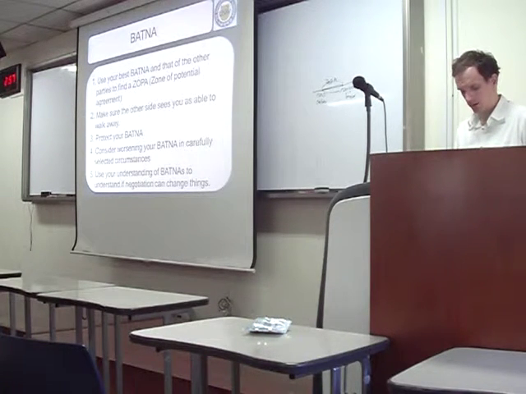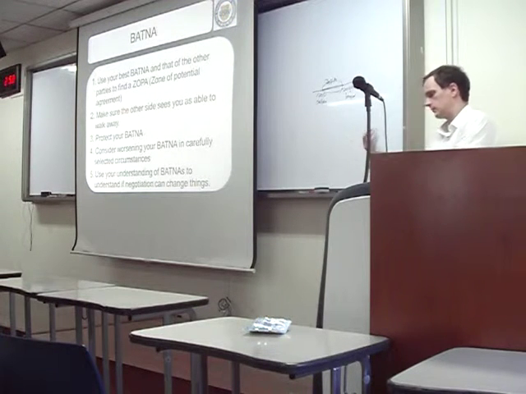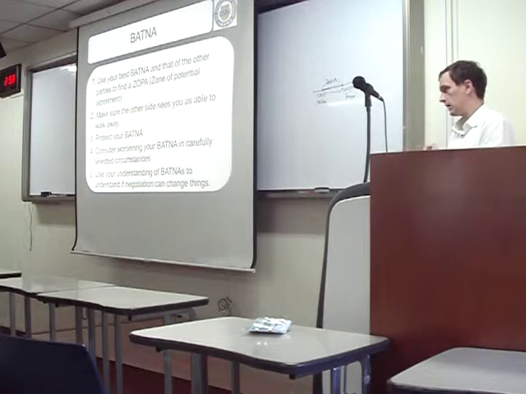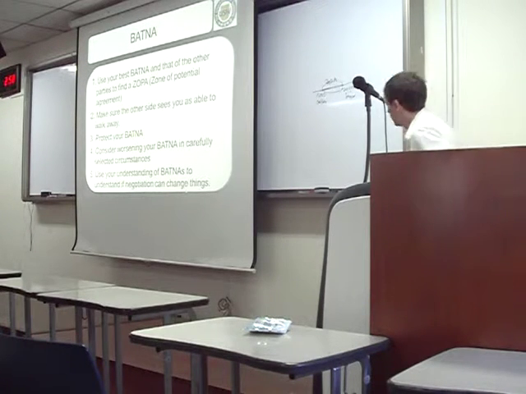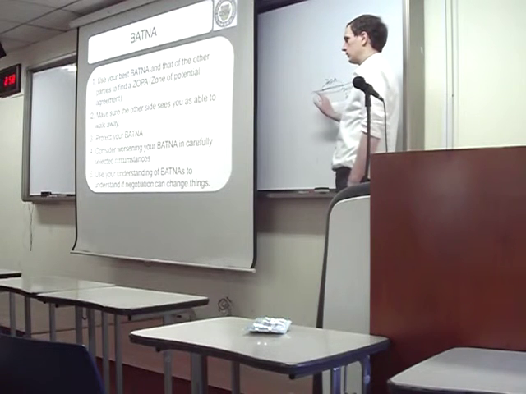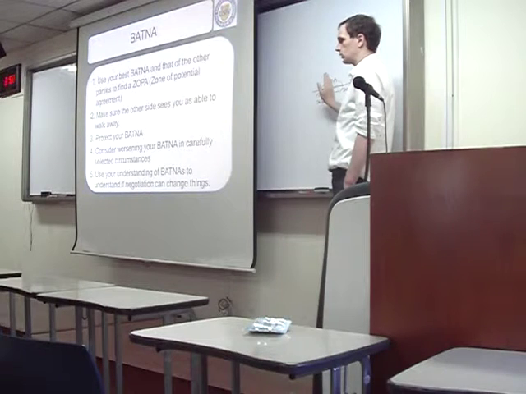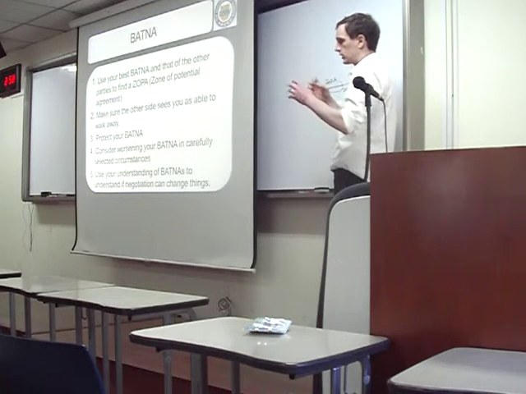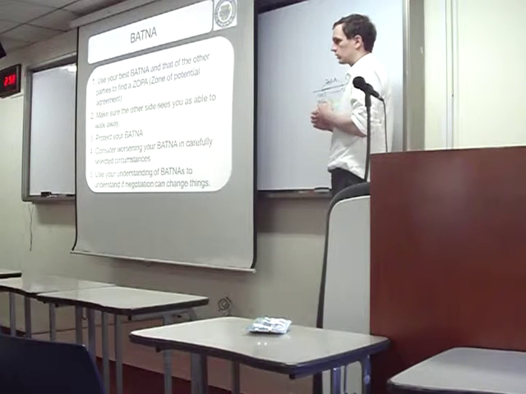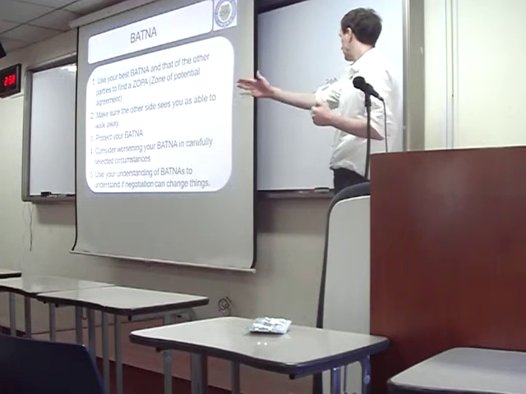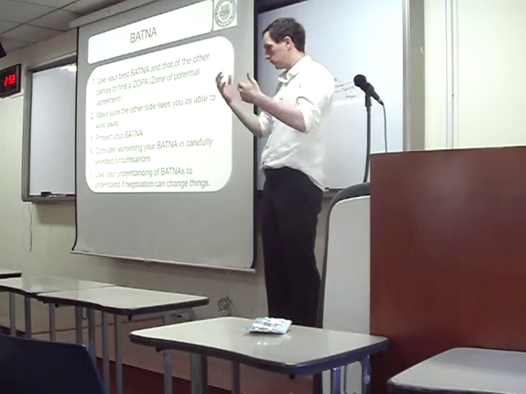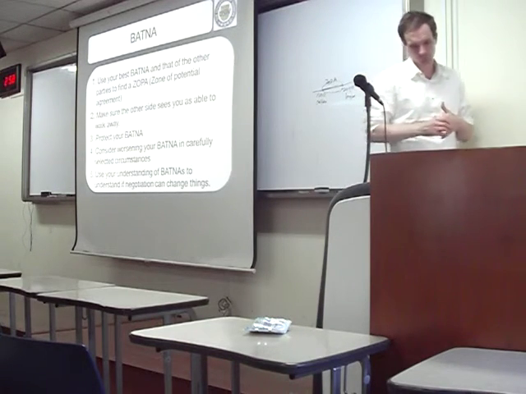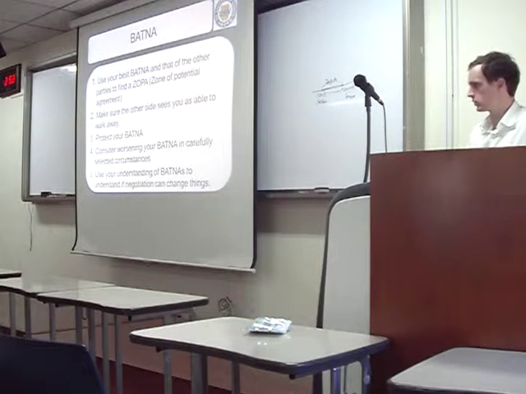Consider worsening your BATNA in carefully selected circumstances. So sometimes you can allow the other person to worsen your BATNA in order to make the deal, but only in carefully selected circumstances. And use your understanding of both sides' BATNAs to understand if negotiation can change things. So if you understand these two BATNAs, right, then we don't need to do that much negotiation. We'll find one where we're both happy, right? So if we understand where my BATNA is and their BATNA is, we can understand how important negotiation is, right? Here, we can almost split the difference, 1,500, okay? But in the other case, you guys have to spend a lot of time negotiating, right? So knowing where the BATNAs are helps us to know, do we need to use much negotiation or not?